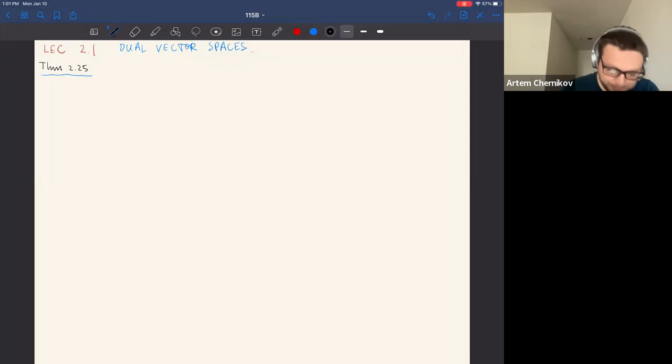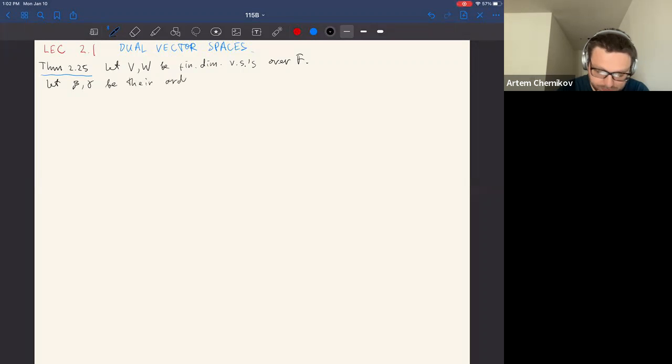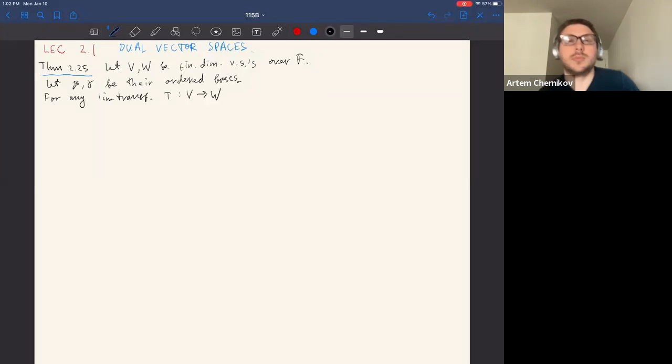Okay. So remember, we're in a situation when we have V and W, finite dimensional vector spaces over some field of scalars F. Okay, and let beta and gamma be the respective ordered bases. Now for any linear transformation T that goes from V to W, we can consider the map which we denote as T with a superscript little t for transpose.